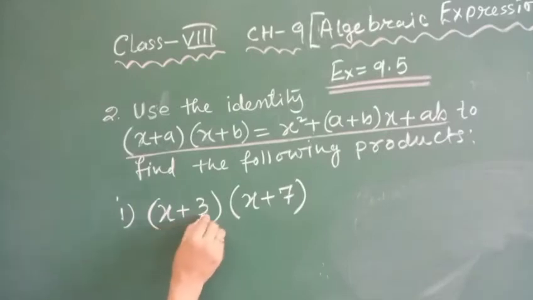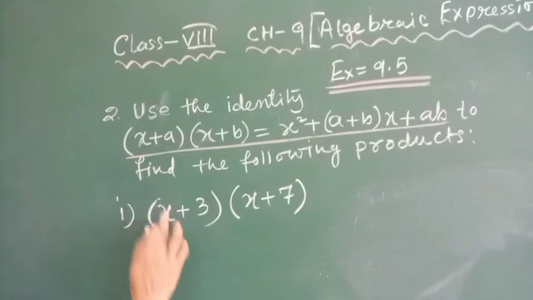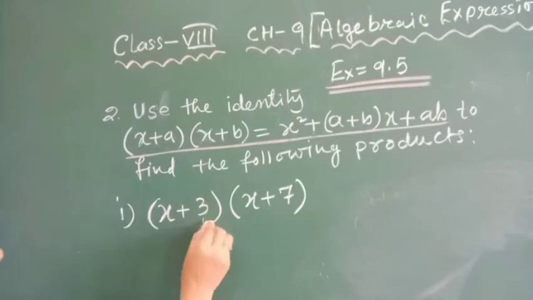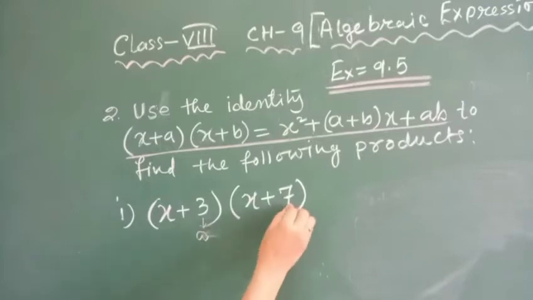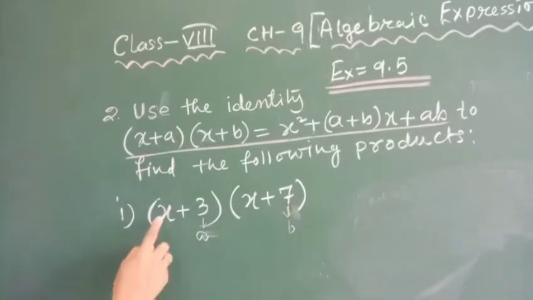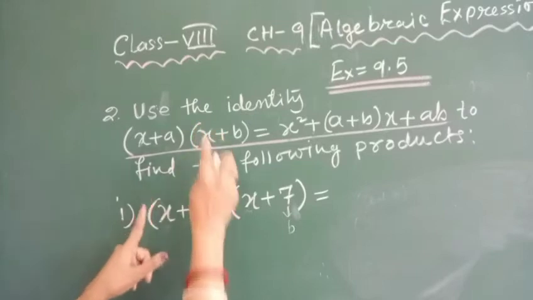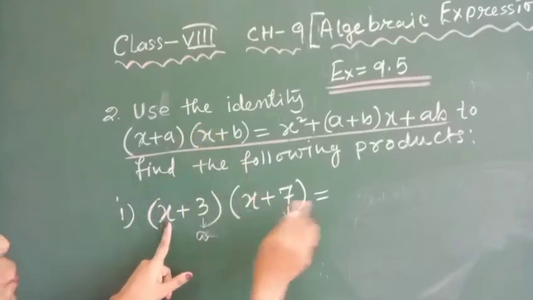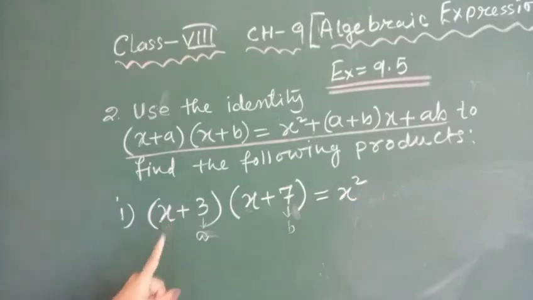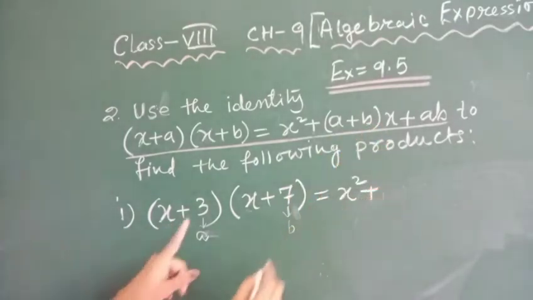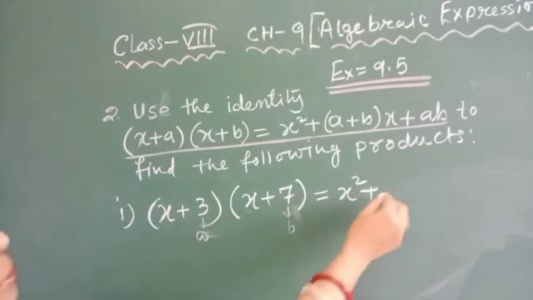First one is x plus 3 and x plus 7. Here x is the same number, but in place of a we are getting 3, and in place of b we are getting 7. So using the identity, how do we find the product of this sum? X square, since it is the product of the same number, we have to find the square of this number. Then x square plus a plus b, where a is 3 and b is 7.